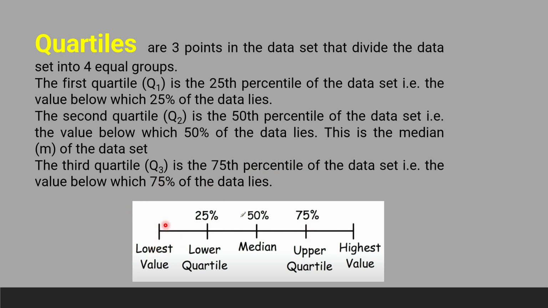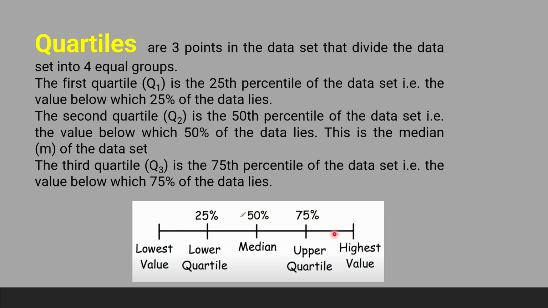So here you can see this is the lowest value, like consider the range from 7 to that number, that is 25, I guess. So the lower quartile is 25%, that means from here till here this is the first quartile, that is Q1, and from here to here it is Q2, and from here to here it is Q3.